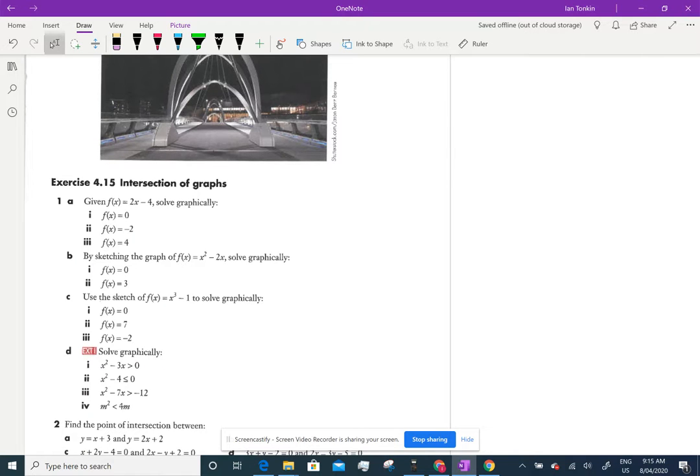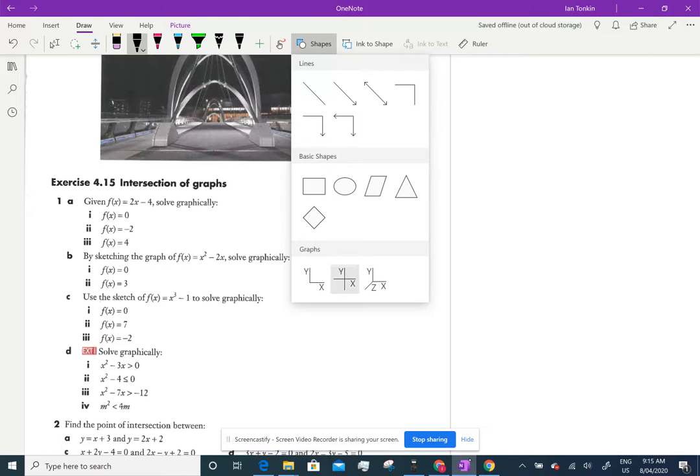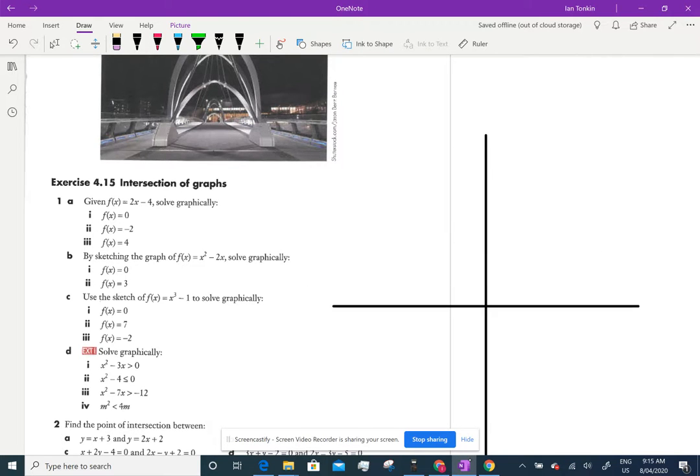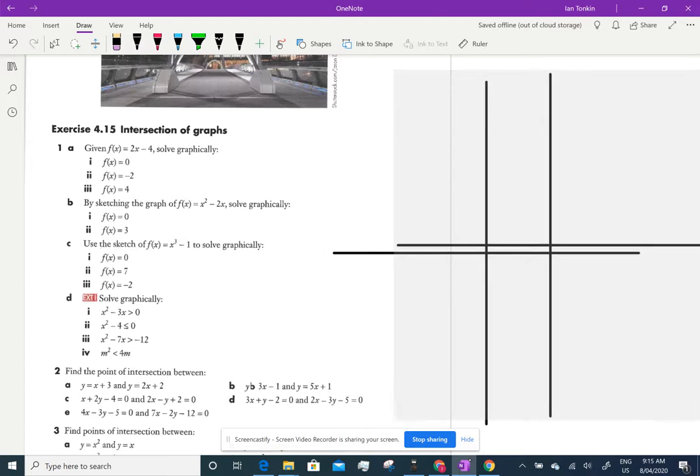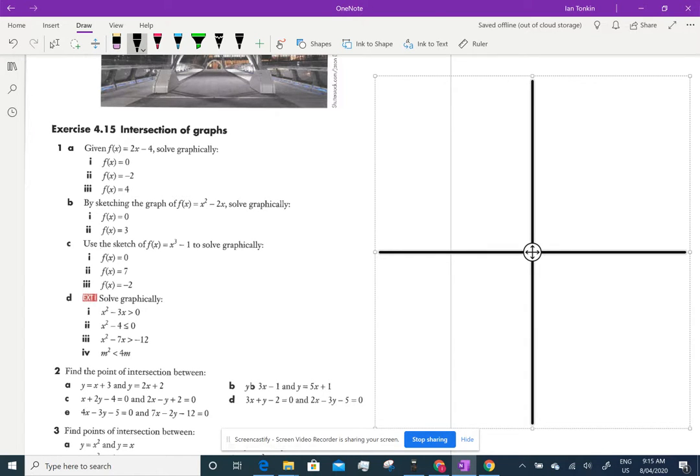So to do this one, I'm going to quickly do the first one, and I'm going to do it here freehand, which is going to be very hard because even though I can get this here, I can't graph it as accurately. So first of all, I want to graph this function, f of x equals 2x minus 4. Well, that's just y equals 2x minus 4, which means it's going to go through minus 4. And it's got a gradient of 2, which is pretty steep.